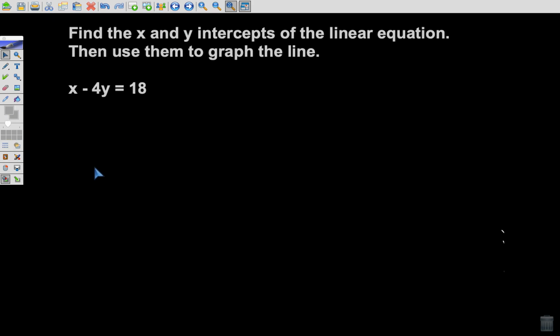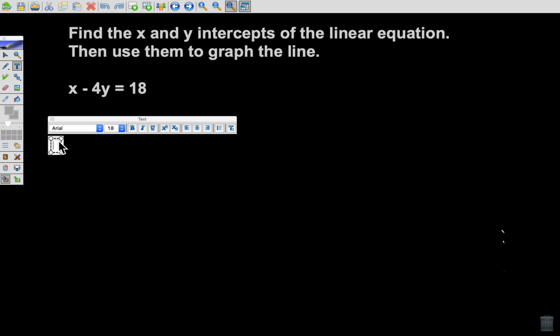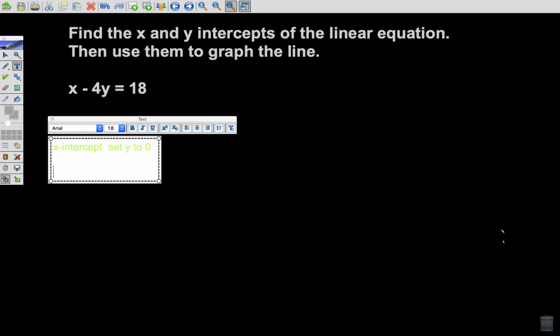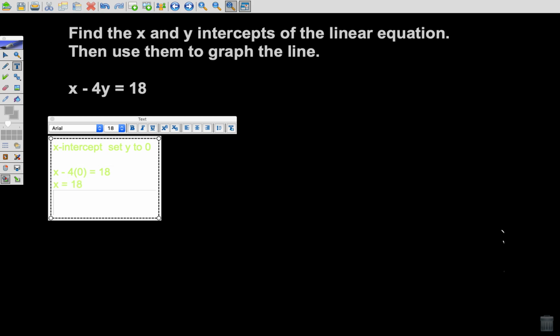All right, now we're going to find the x and y intercepts of this linear equation, and we're going to use them to graph the line. All right, same thing. To get our x-intercept, we're going to set y to 0. So x minus 4 times 0 equals 18. Well, 4 times 0 is 0, so x equals 18. So the point that we have is 18, 0.